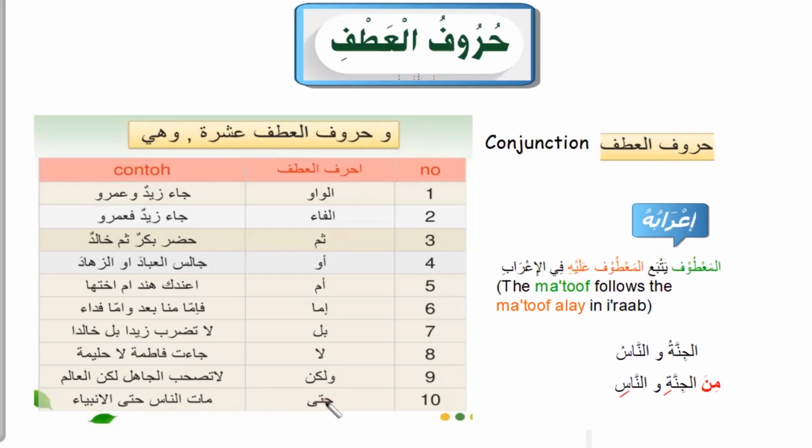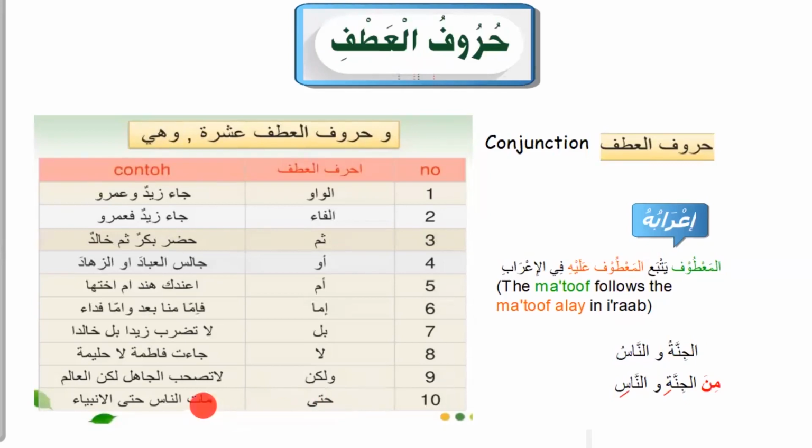Let me give you a full sentence. For example, I say I caned all the students, even the teacher, or including the teacher. Even means including someone. So I say: ضربت كلهم حتى المدرسة, I beat all of them, even the teacher. In that context it means even, not until the teacher.